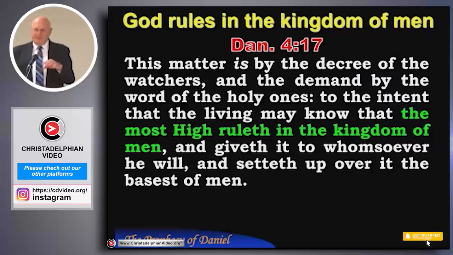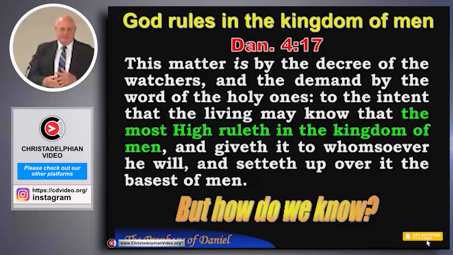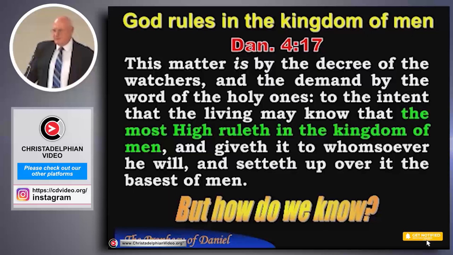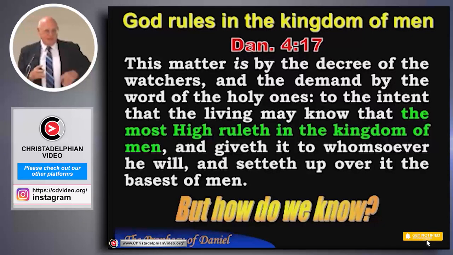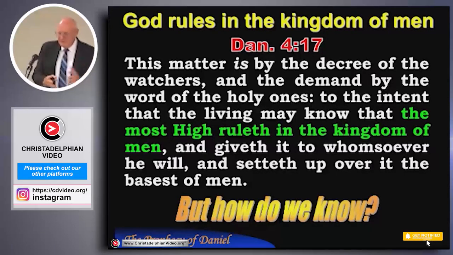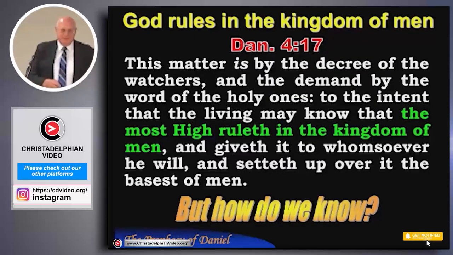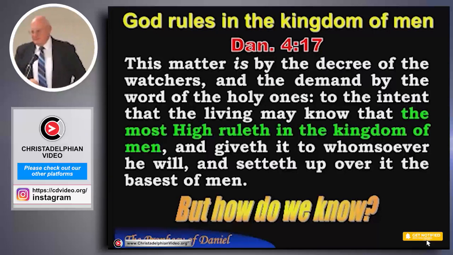And of course, we have this overarching principle that governs the outcome and the process that leads to the outcome. We know this passage very well, don't we? Daniel chapter 4 and verse 17. This matter is by the decree of the watchers. The watchers, of course, being the angels, the ones who are manipulating the affairs of the nations right now. And the demand by the word of the holy ones, to the intent that the living, because it doesn't do the dead any good, the living might know that the Most High ruleth in the kingdom of men. Notice the language. The Most High rules kingdom, singular, in the kingdom of men, and giveth it to whomsoever he will, and setteth up over it the basest of men. And we've seen a few of those, of course, in our times.